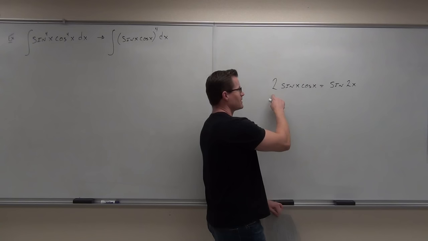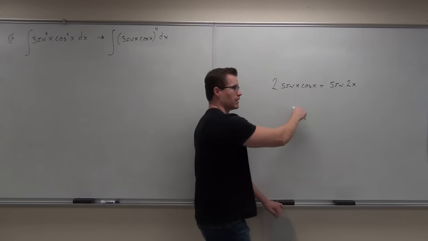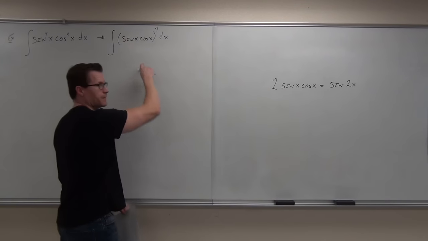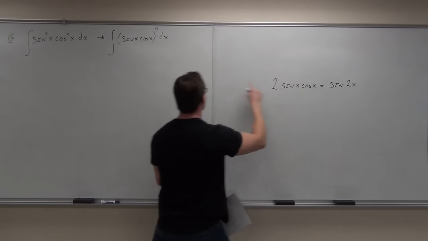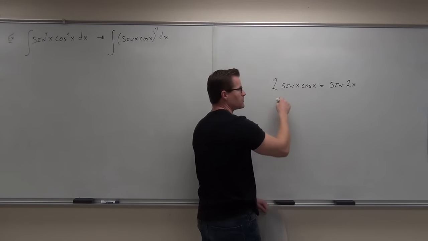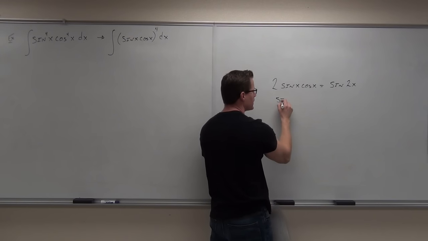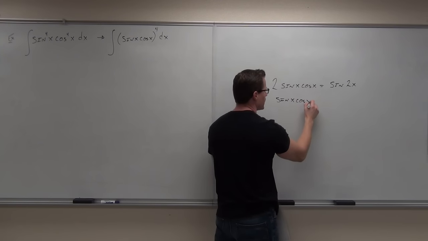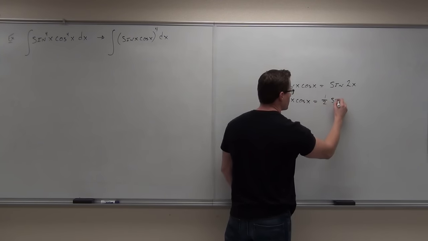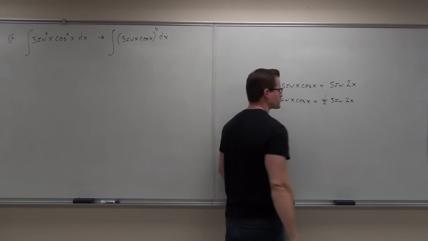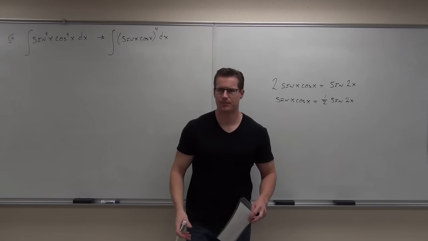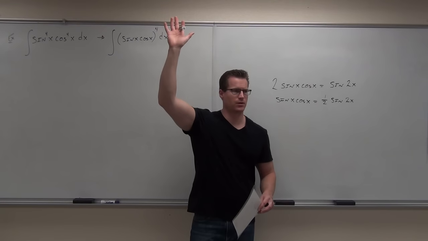So if I take this, this thing looks a whole lot like this piece, don't it? Well, I'm going to make this be exactly like this. I'm basically just going to divide by 2. Then sine x cosine x equals 1/2 sine 2x. Oh, look at that. Show of hands if you're okay with that one.